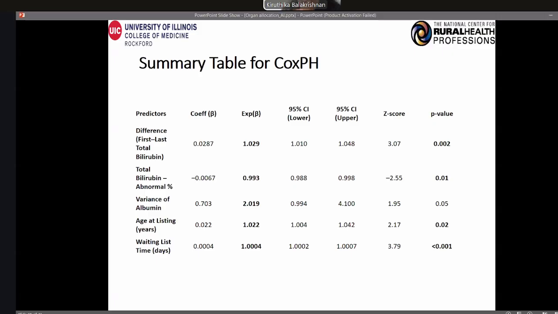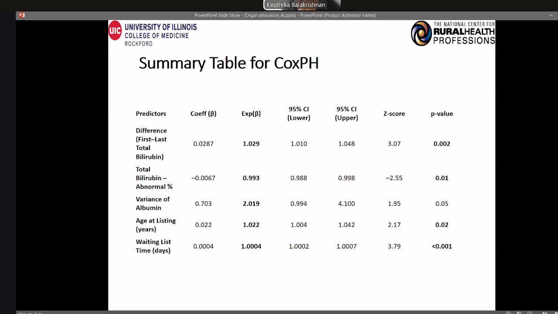This is the summary table for the Cox proportional hazard models, which serve as the baseline statistical approach for predicting post-transplantation survival. In this table, we can see several predictors that were found to be significant or borderline significant in these models, each one representing a different aspect of the patient's pre-transplant condition. These show the coefficients, hazard ratios, confidence intervals, and p-values, which help us interpret the strength and limitations of these relationships. Let's start with the first one.